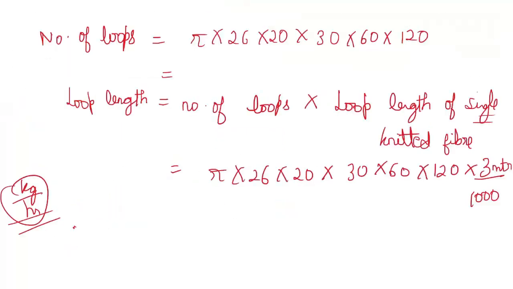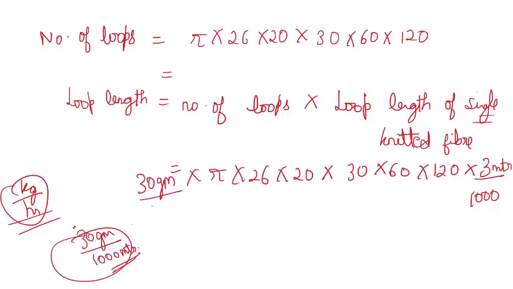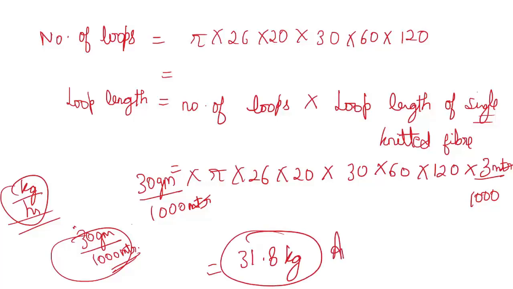30 tex means 30 gram per 1000 meters. So this is basically, if you will multiply by tex, so 30 gram per 1000 meter. So meter to meter will get cancelled, and gram to kilogram you can convert this value. If you will convert this value into kilogram, then you will get the answer. If you will solve everything using the GATE calculator, then the answer will come out to be 31.8 kg. Since you have to calculate it in one decimal place, then the answer for this is 31.8 kg.